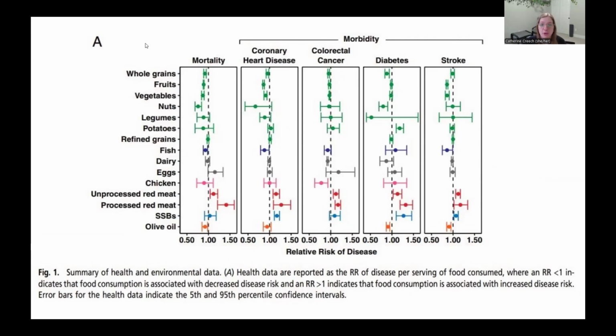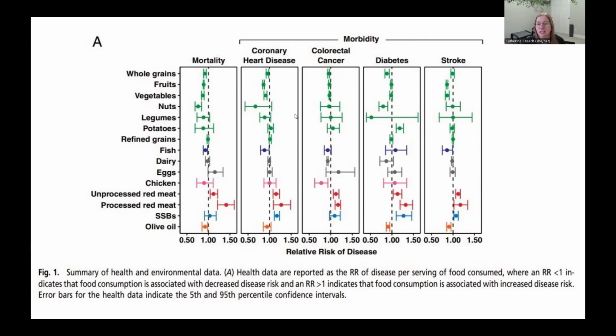So if we look at the overall mortality rate, we have a 1 number here in the center with a black dotted line. If it's to the right of that, it's associated with a higher mortality rate. And if it's to the left of that, it's associated with a lower mortality rate. The dot in the center is the average, and then we have 5% and 95% error bars on either side. So that shows you the scale of the data. It's really cool how big the error bars are, right? So whole grains, really tight error bars. There's not a lot of variation in that data, and it is to the left of the line, so it's associated with a lower mortality rate.